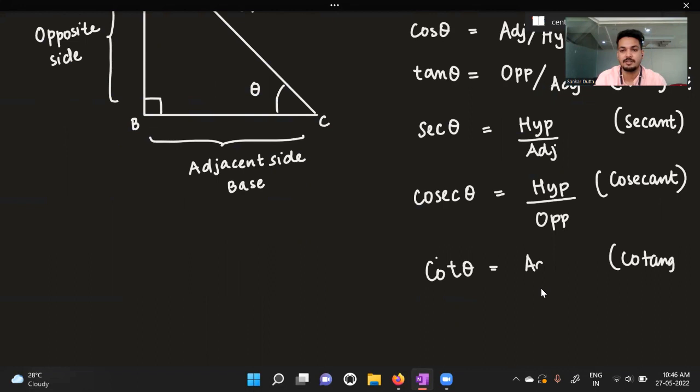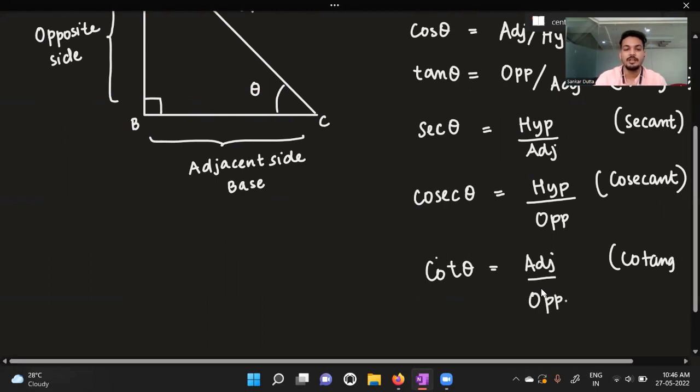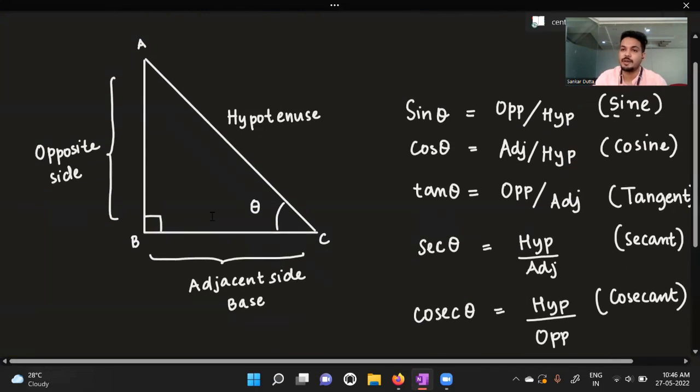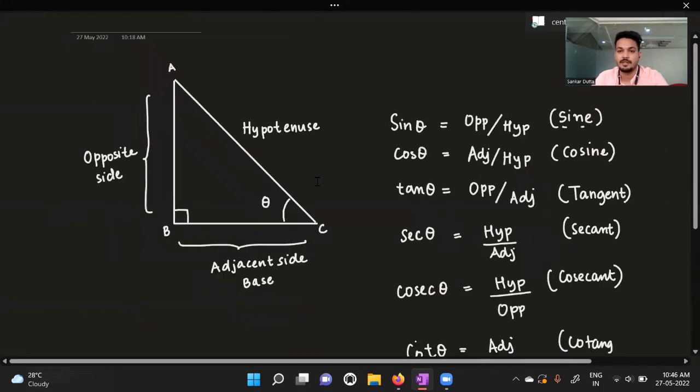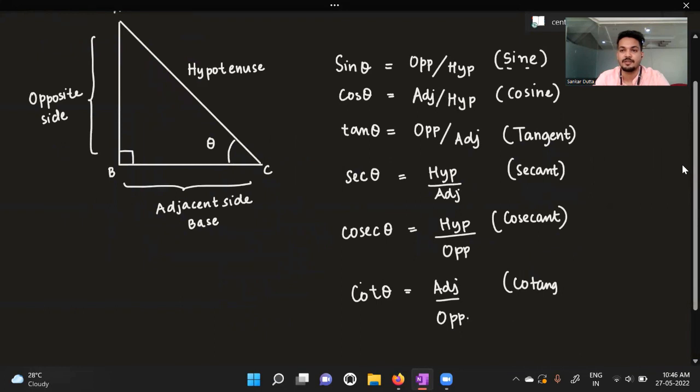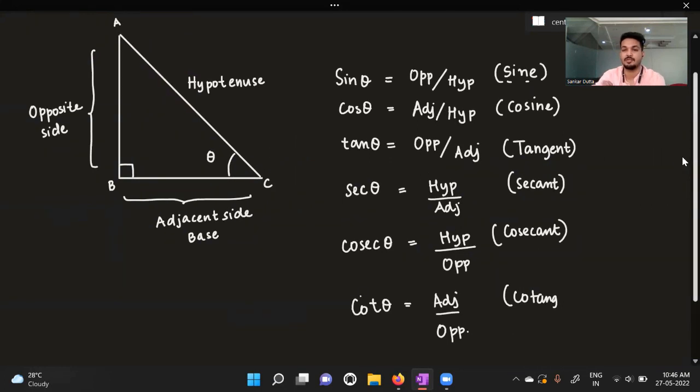So it is adjacent side divided by opposite side. A few things that I want to clear here. Anyone who wants to note it down can pause the video and note down these ratios, their definitions, right? And one important thing that I want to mention here is that this opposite and this adjacent is dependent on the angle, right? So here I was talking about this particular theta, the angle C.